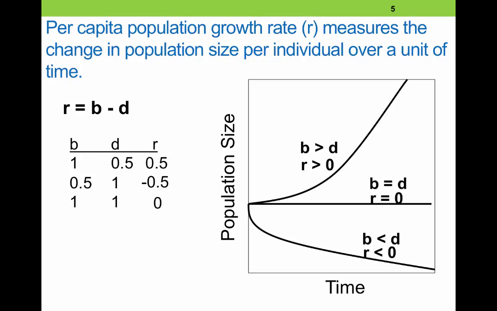The value R is an important measure because it tells us, first of all, whether a population is increasing, stable, or declining, just by looking at whether it's positive, negative, or zero. And its actual value will tell you how fast a population is growing or declining. As R gets more positive, population size increases faster. As R gets more negative, population size declines faster.